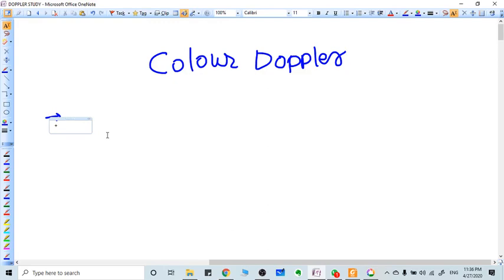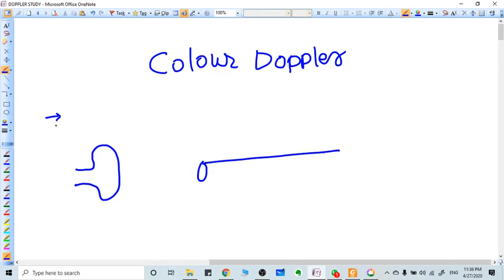Hello friends, in this video we are going to talk about color Doppler. We need to have a very basic knowledge of Doppler, how Doppler works. For example, this is a USG probe and this is a vessel.